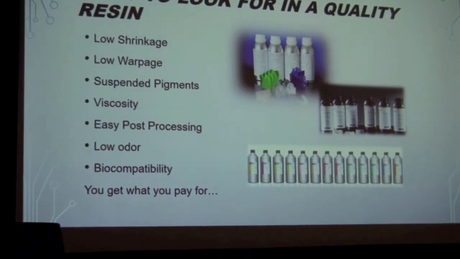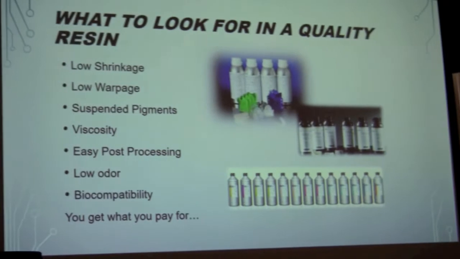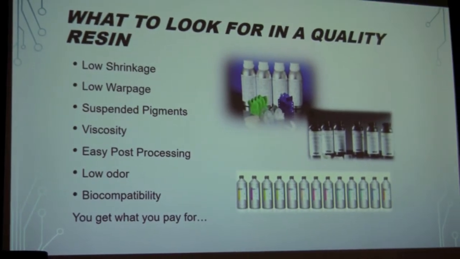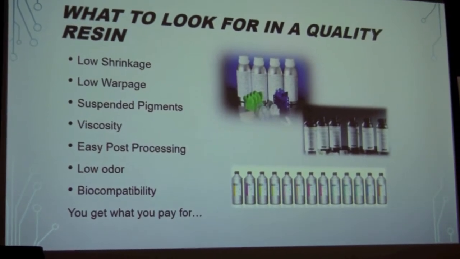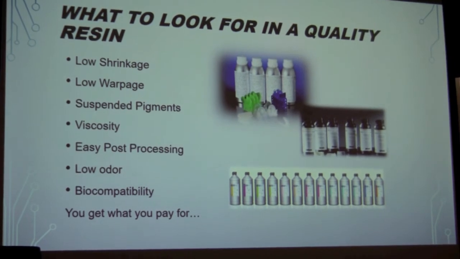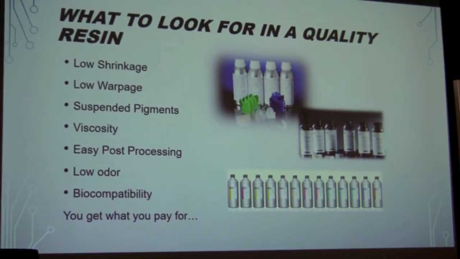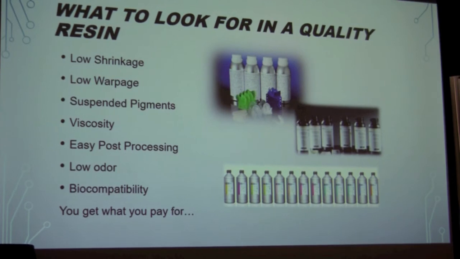Suspended pigments: you want a resin that actually holds the pigments in. When you're making resin, there's an additive that you can put in that allows the pigments to stay suspended for a longer period of time. A lot of resins don't have that. So after a couple hours of use, you'll look at the resin tray when you're printing and you can see there's a separation in the resin itself. Easy post-processing, we'll cover that here in a minute. Low odor, and then biocompatibility.